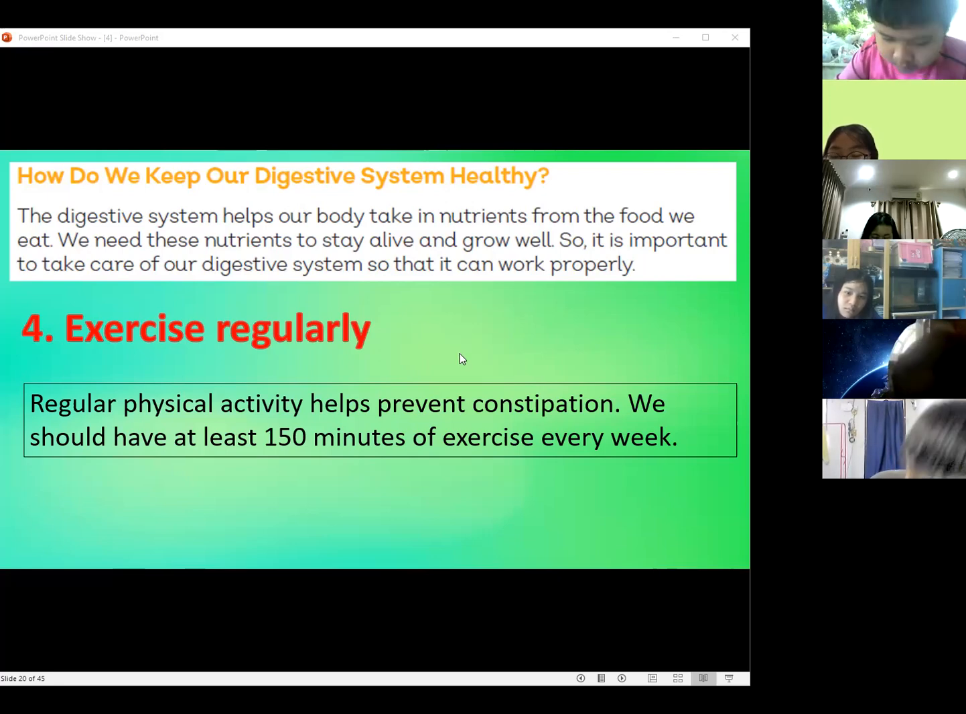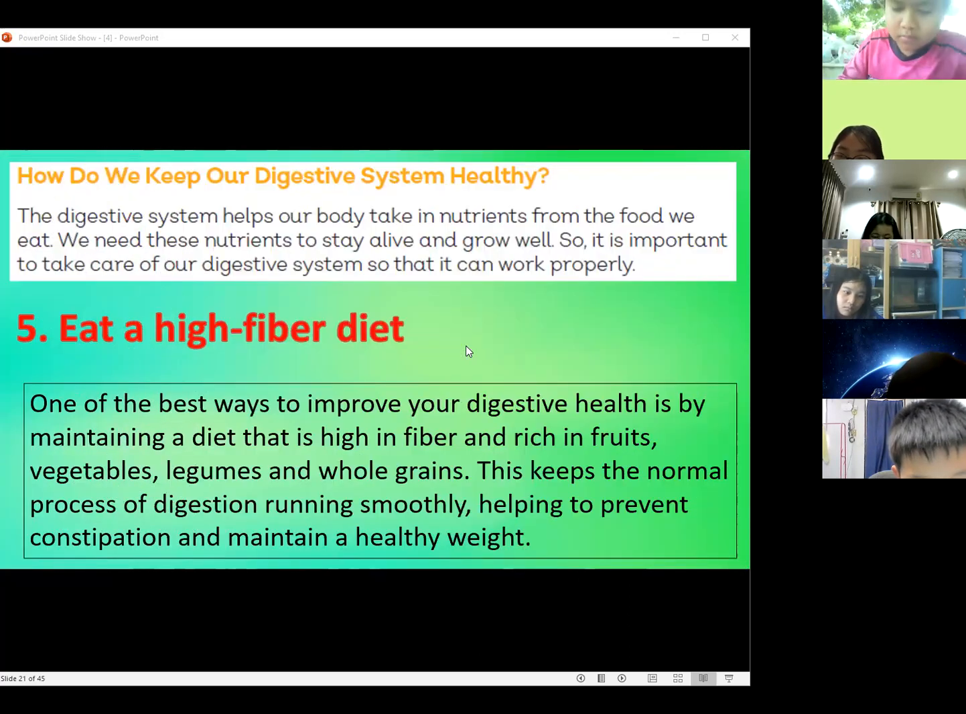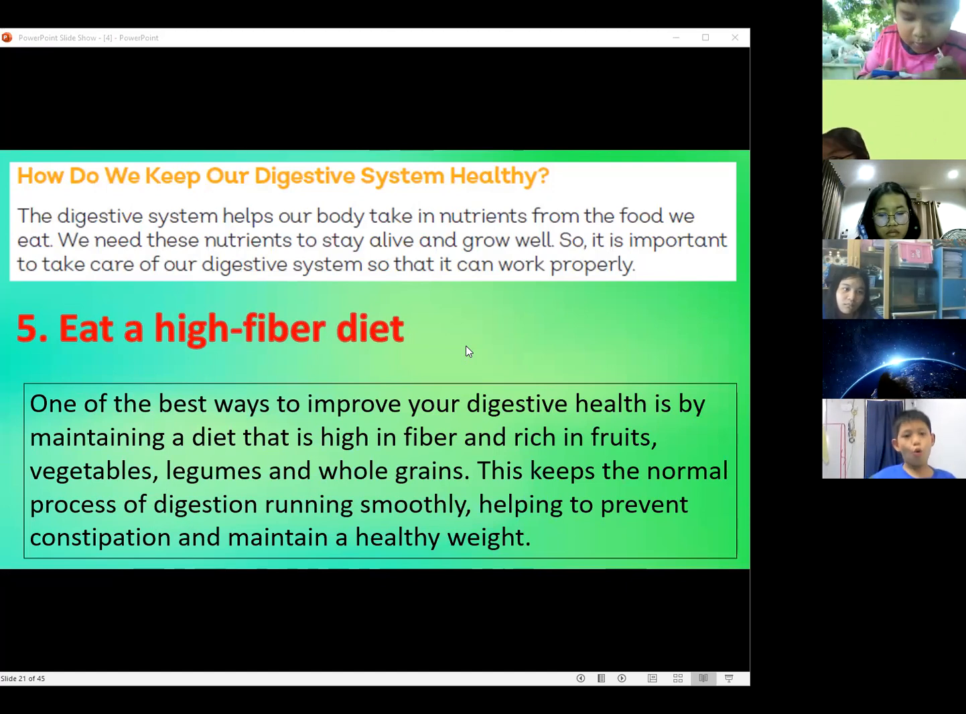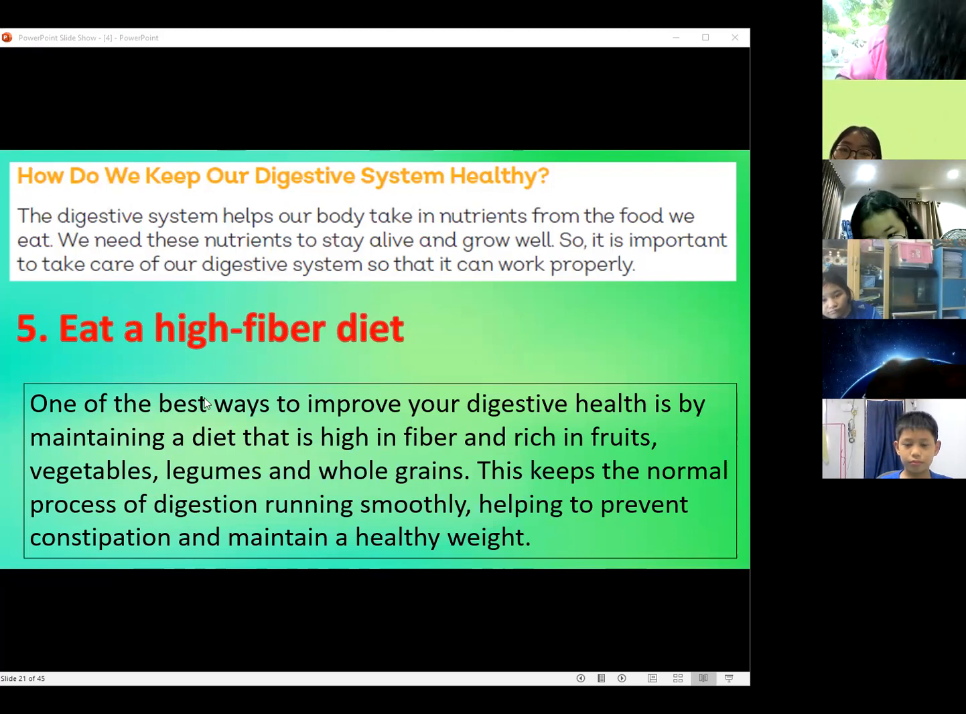Okay, next, we have number five. As I have said, in your book, page 23, there are only four, right? There are only four. So I want you to copy because I added five more, numbers 5, 6, 7, 8, 9, in how to keep our digestive system healthy. So that's why I want you to copy them.